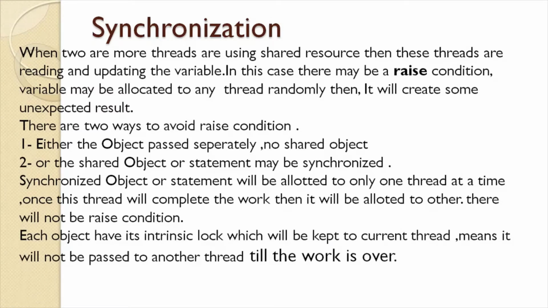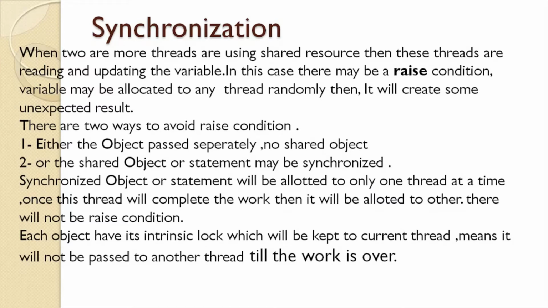So there are two ways to avoid this condition. Either the object is passed separately, with no shared object. Of course, if there is no sharing, there will be no problem, no interference, no race condition. And if the object is shared or used by someone else, then there may be a conflict, and how much time each will take is unknown. So there will be a race condition. Each time the thread will be in a wait state, and it will not be clear when the thread will start or when it will complete.